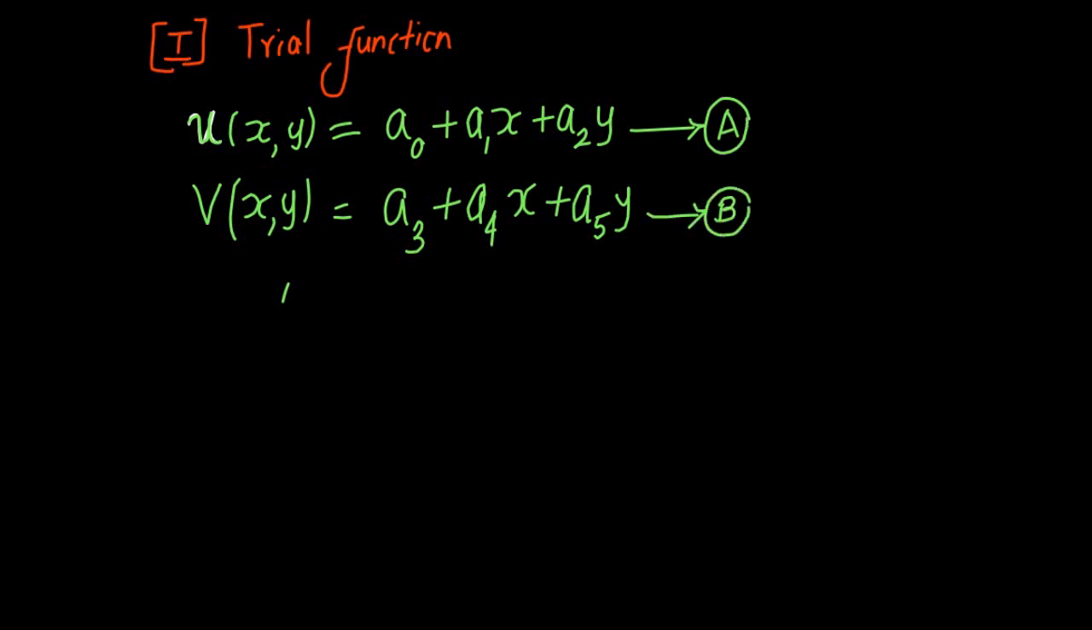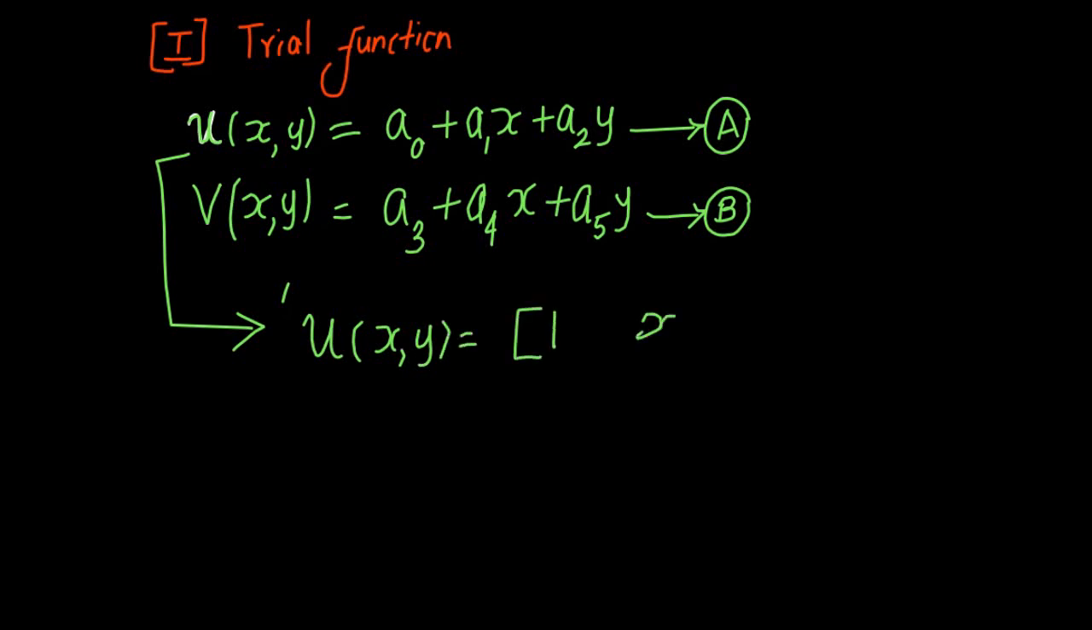I'm going to take equation number A and rewrite it in matrix form. I'm going to concentrate only on equation number A, not on equation number B, because whatever changes I do to equation number A, the same changes would apply for equation number B. So equation number A, u of x comma y, I'm going to write in matrix form. It is [1 x y] times [a0 a1 a2]. So I have written equation number A in matrix form.